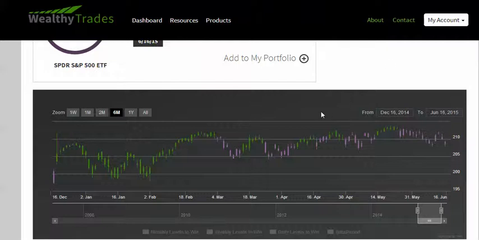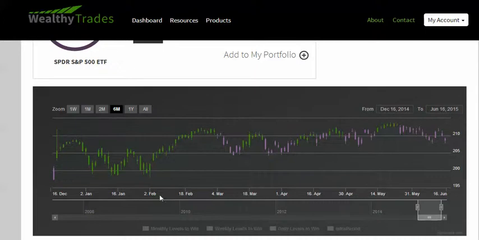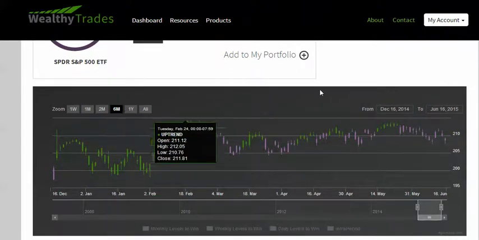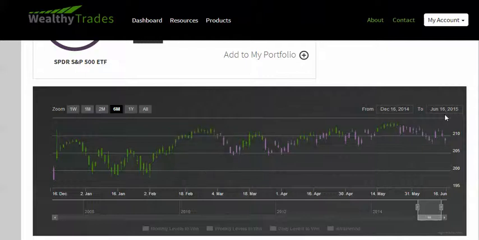We do have a little bit of a technical head and shoulders here. This head and shoulders, I've measured this out, will put us down to about 200. Okay, so that's not a huge sell-off. So why would I be concerned? Well, here's kind of what I'm thinking.